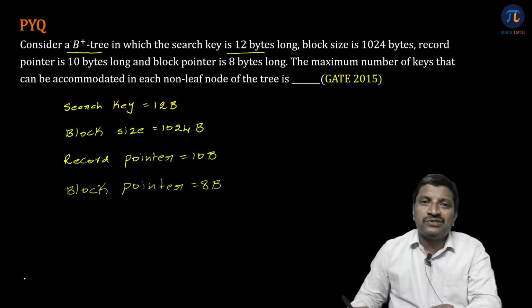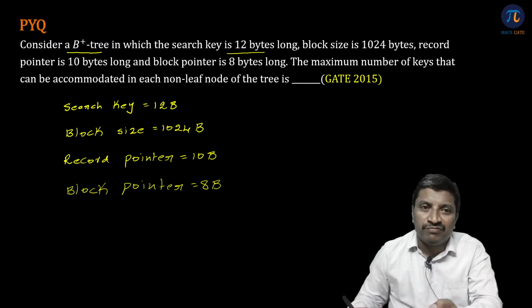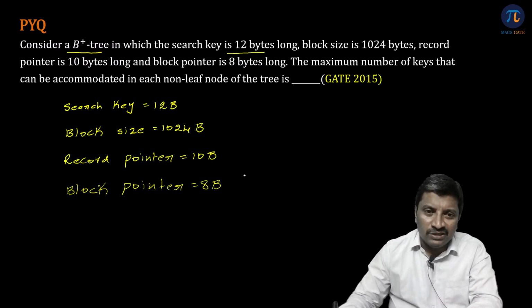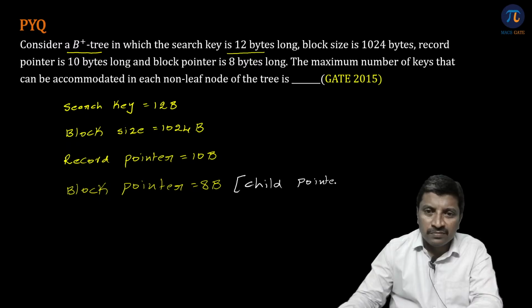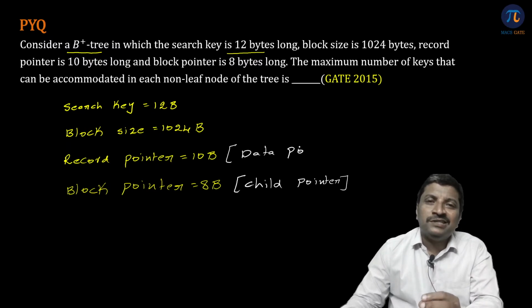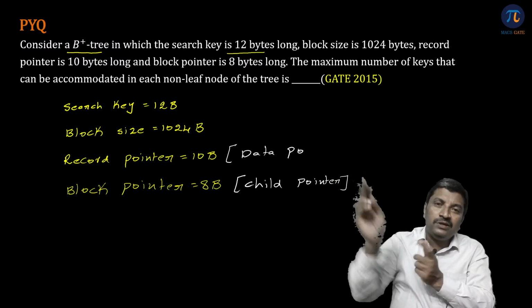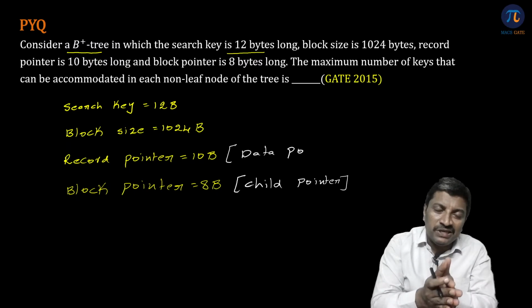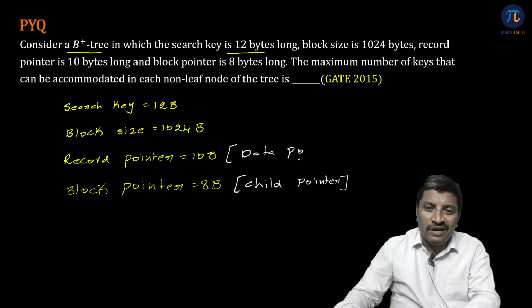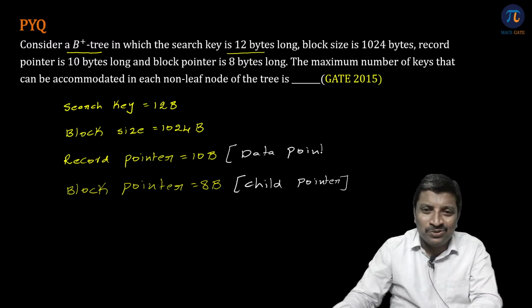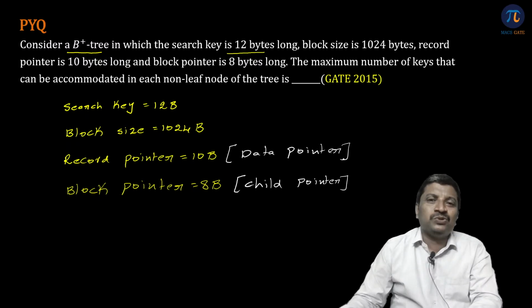So generally the block pointer means it is child pointer. Then record pointer means it is data pointer. Then how to remember it? Sir, record, where the record will be stored? The record will be stored in the data block. So whenever they said record pointer, please remember it is data block pointer. Like that I remember, sir. So you can also do the same story. So this is what we are having.